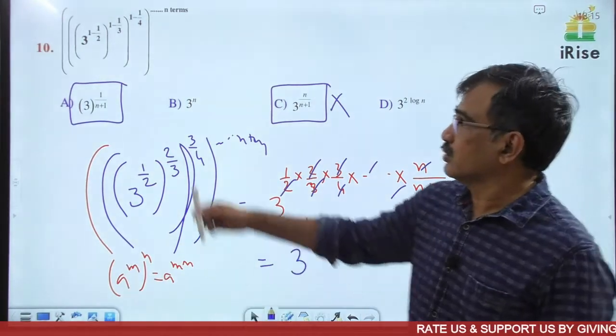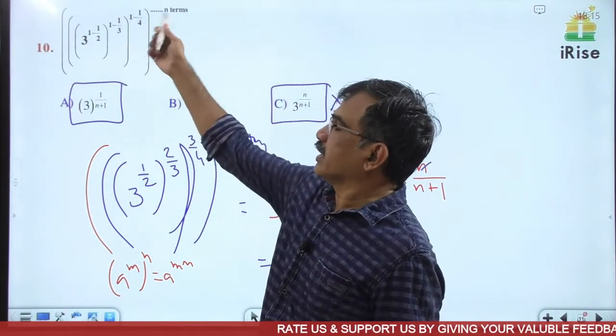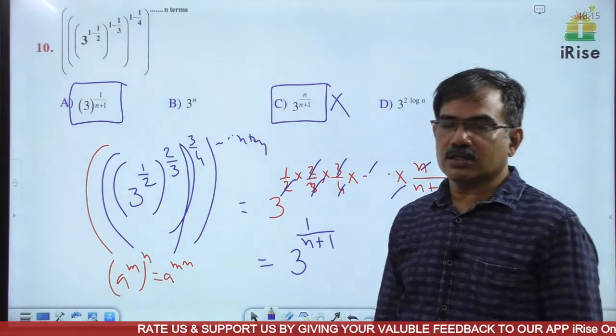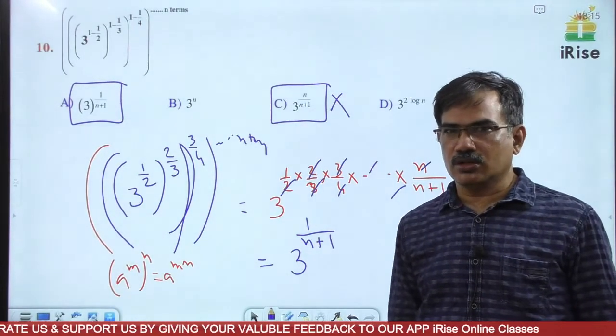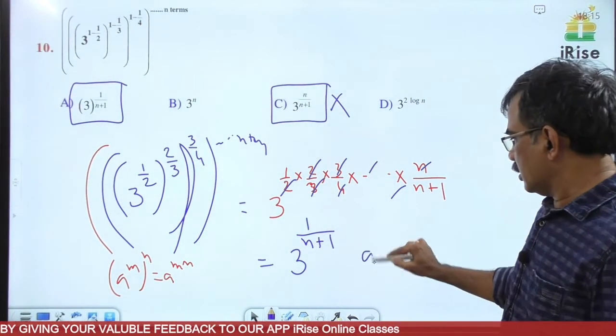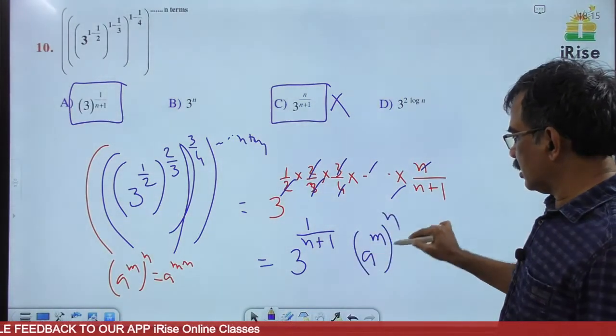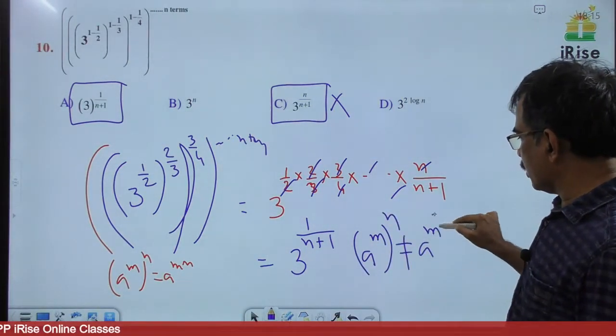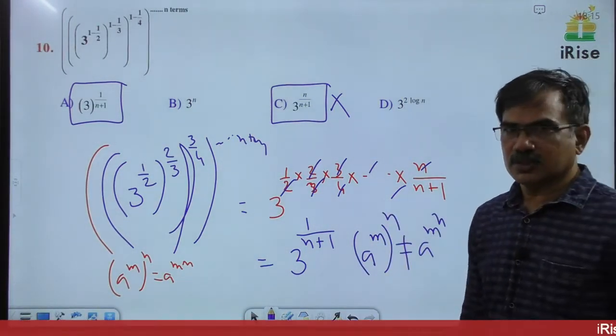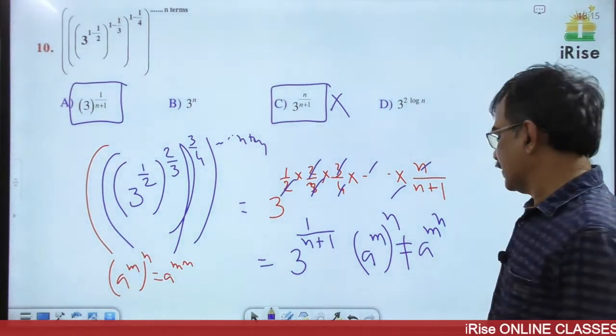Know the difference, whether the whole bracket is given or individual brackets are given. Based on that, you have to solve the question, because a power m whole power n is not equal to a power m power n. Okay, next.